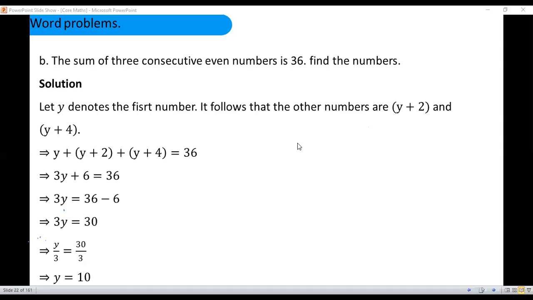So now you want to transform the word problem to a mathematical statement. We don't know the number, so you are saying that let y be the number. Are you okay now? So y is just a variable representing the first even number, which you don't know yet.